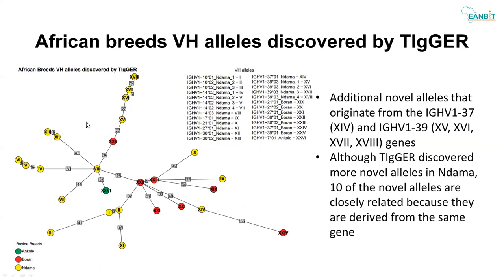Looking at the haplotype network again in results from TIGA, we see additional novel alleles that originate from the V137 gene, as well as V139 genes. Again, although TIGA discovered more novel alleles in Ndama compared to IGDiscover, 10 of the novel alleles are actually closely related to each other. So you can see here 14 and 5, so the distance is not that distant. So we went ahead and looked at the distribution of these pairwise Hamming distances.